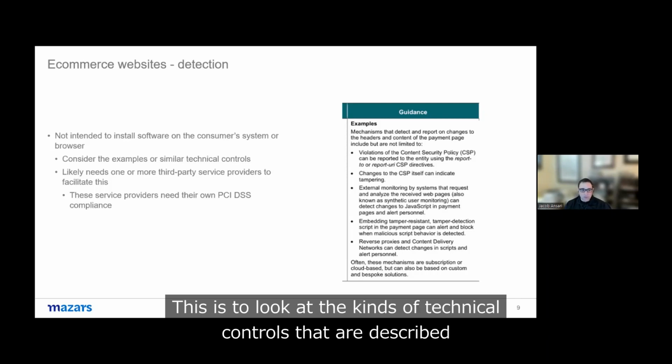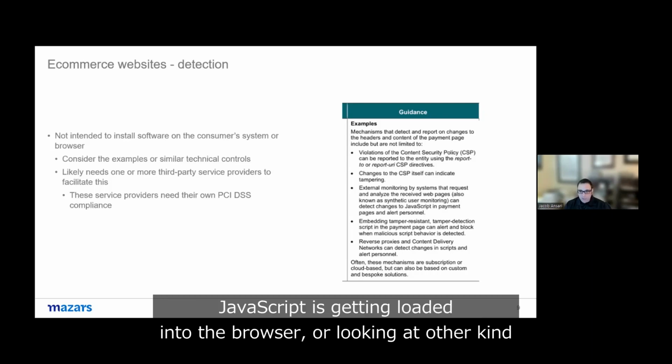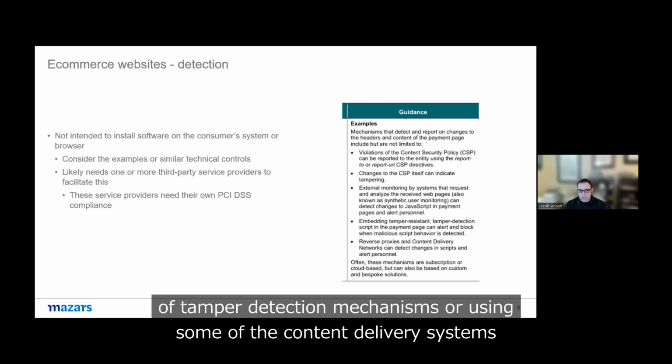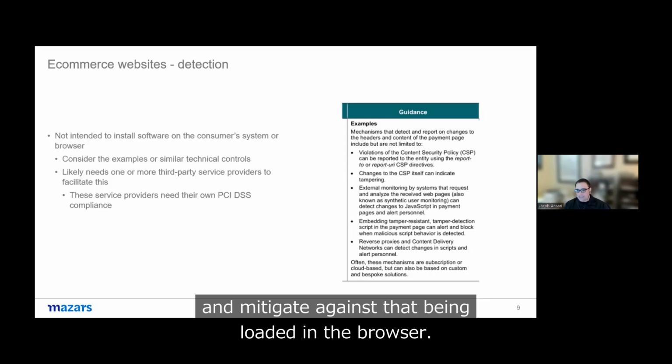This is to look at the kinds of technical controls that are described in the examples here, like using CSP, right? Or monitoring what kinds of third-party JavaScript is getting loaded into the browser, or looking at other kinds of tamper detection mechanisms, or using some of the content delivery systems that are endemic to a big chunk of modern web components to look for hostile content and mitigate against that being loaded in the browser.